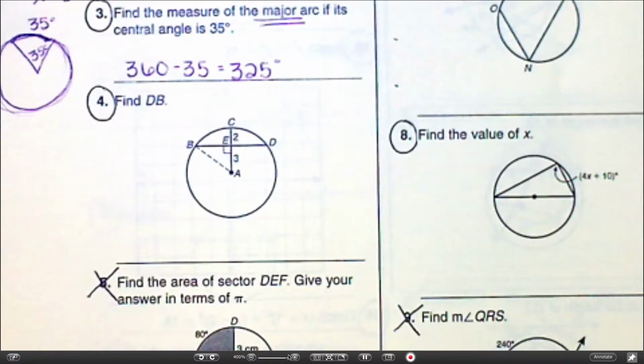Okay, we want to find the length of DB in number 4. Oh, and they were nice enough to even draw in that radius for you. This is one that's sort of similar to that last warm-up problem that we did.